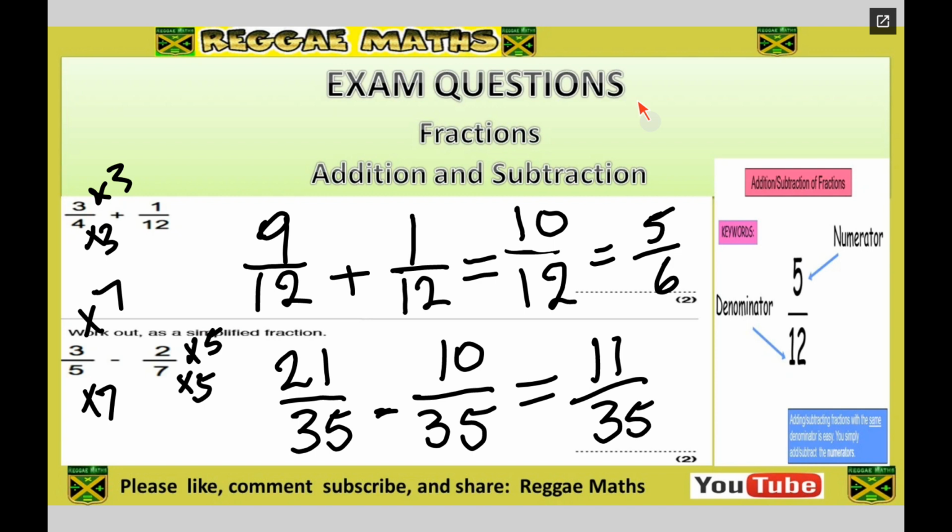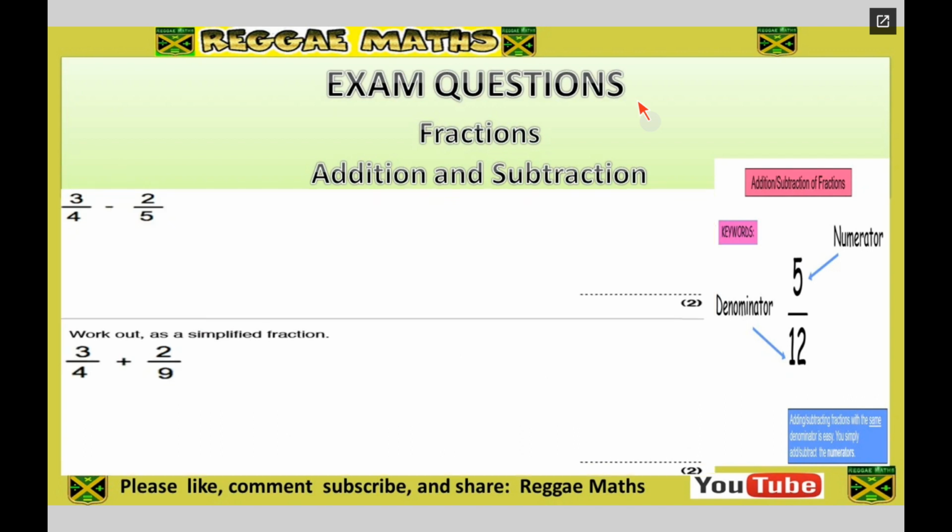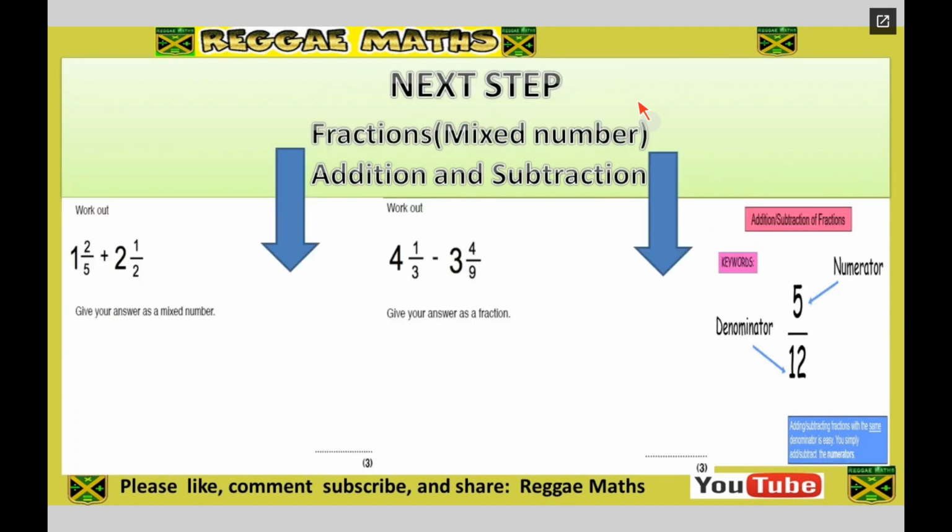So 2 marks again. Now what I'd like you to do is have a go at these 2 exam questions here. Comment if you understand, and I'll give you the answers for these in the next video coming up. So the next thing we're going to look at is mixed numbers.